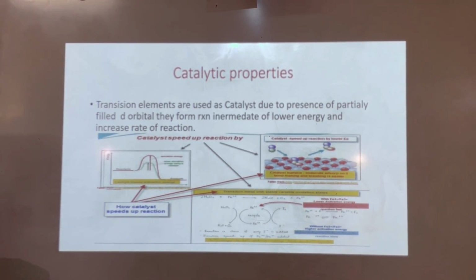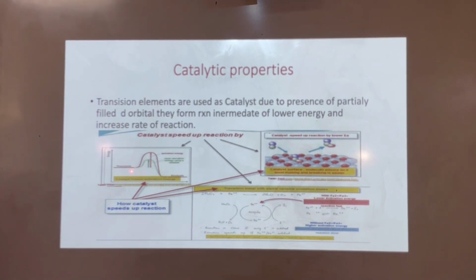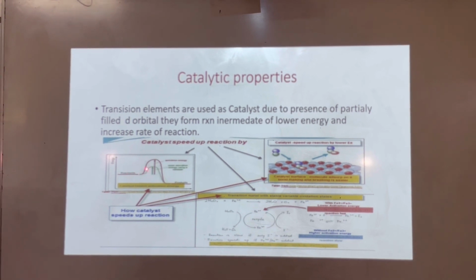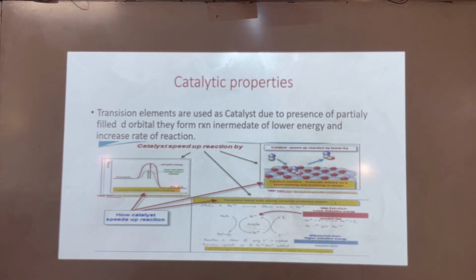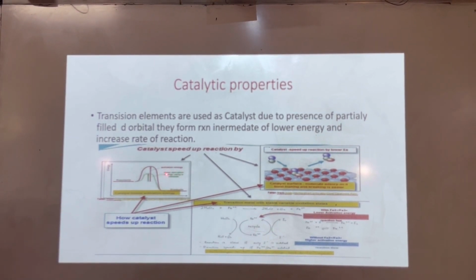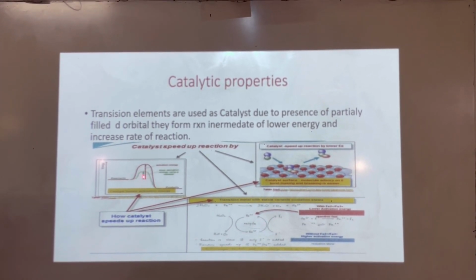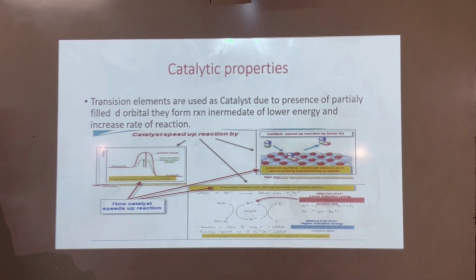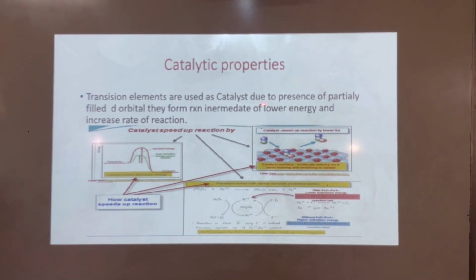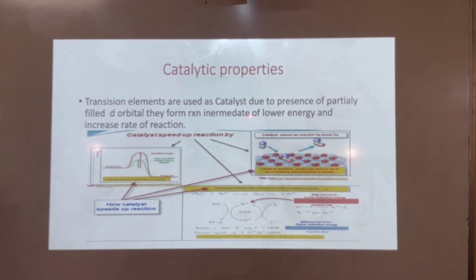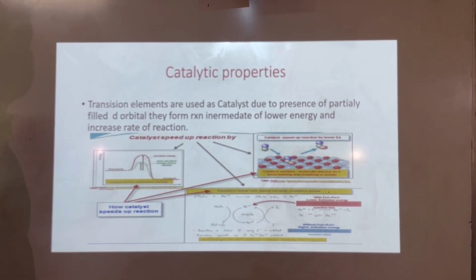So here we see the diagram. In this diagram, this red line indicates a normal reaction without catalyst. Reactants are changing into the product. But when we add the catalyst, this red bar comes down, the value of activation energy decreases and the rate of reaction increases. So it is very, very important. The transition elements are used as catalysts because they form a reaction intermediate of lower energy and increase the rate of reaction.